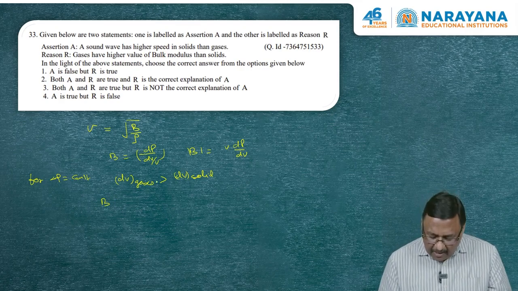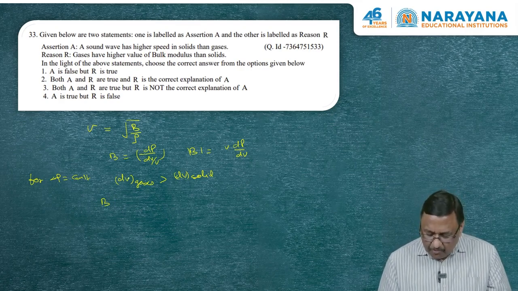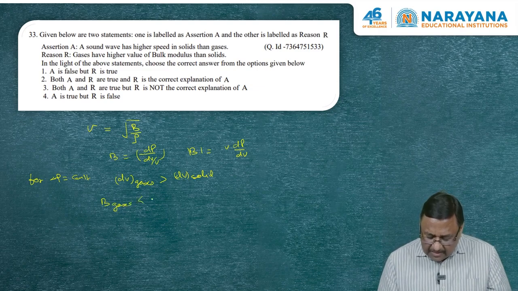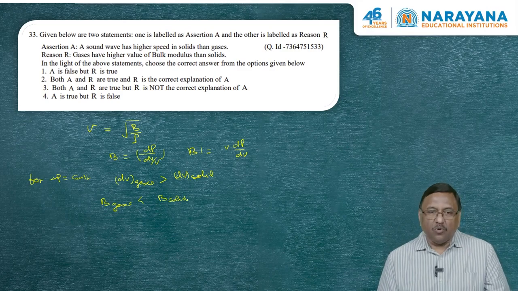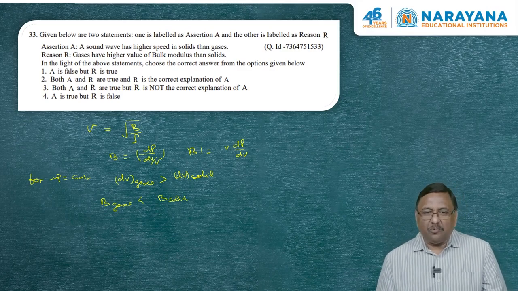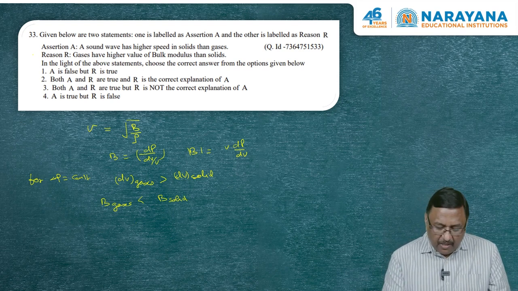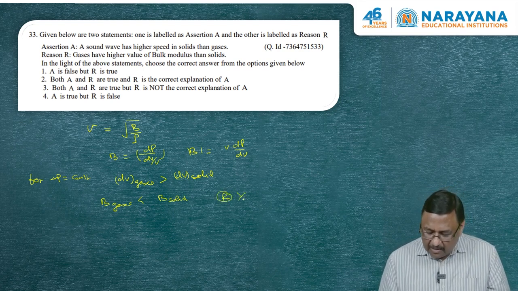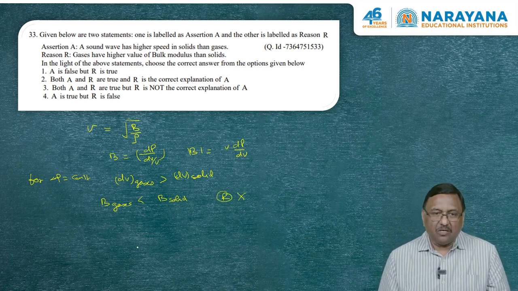So if I write B here, the dV for gases being more, I can say B for gases definitely is going to be less than B for solid. That means bulk modulus of elasticity for solid is more. That means gases have higher value of bulk modulus than solid is an absolutely wrong statement. That means R is wrong. So I can say R is wrong. The reason is not correct here.